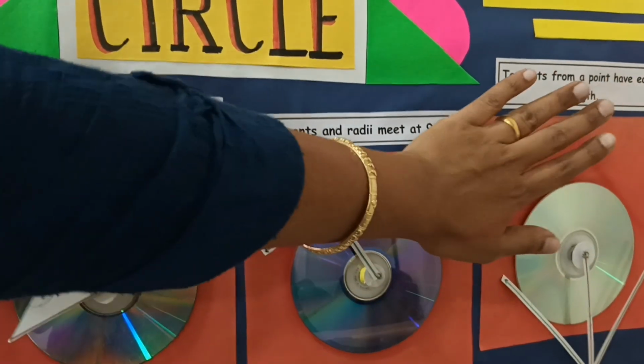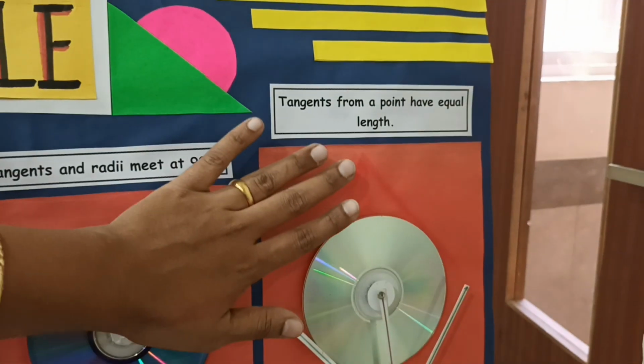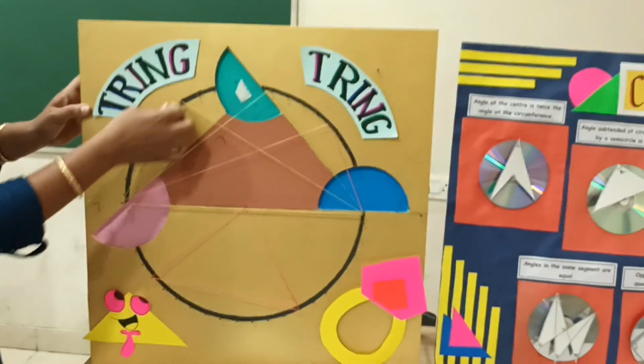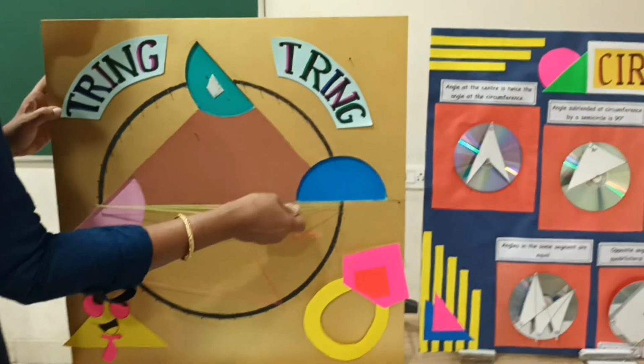The fourth concept which we can teach our children is tangents from a point have equal measure. So we are going to make a tangent from an external point. My external point is this one.